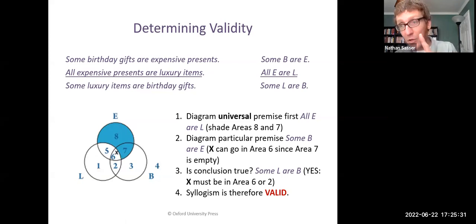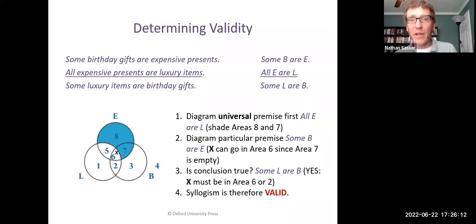Now we're going to go on to do the universal premise. All expensive presents are luxury items. All the E's are L's. Okay, so here's the E's, and we want to say all of them are in the area of overlap with L. All of them are in 5 and 6, which means nothing is in 8 and 7. We want to shade out 8 and 7. Now, if in your mind you had the X on the border between 6 and 7, at this point, after you shade area 7 out, it's like you would bump that X all the way over to area 6.